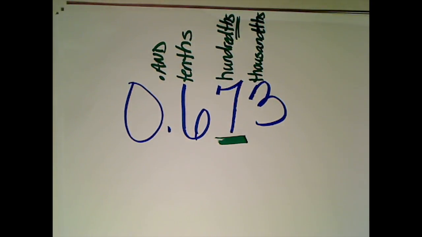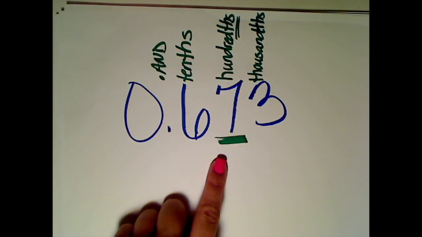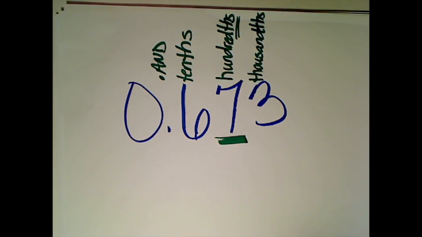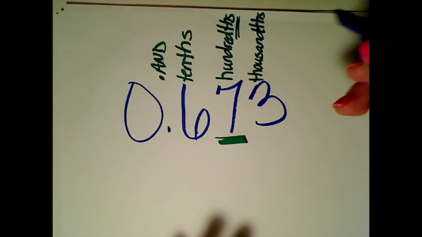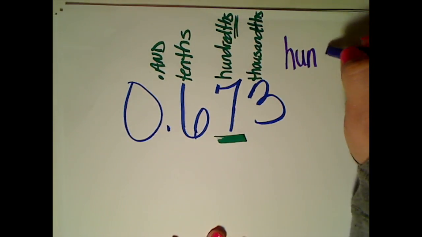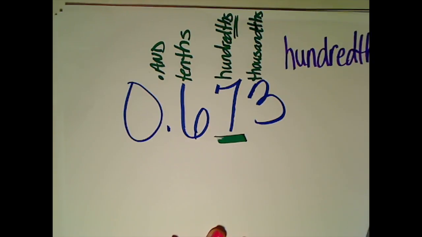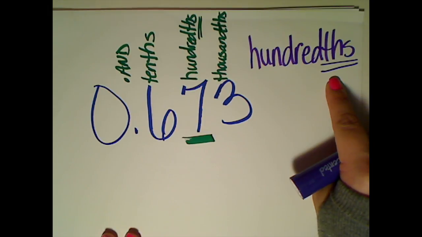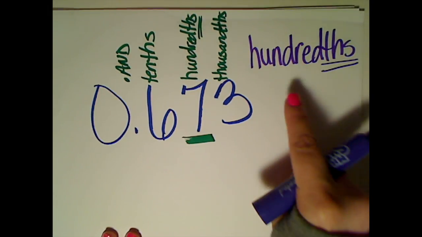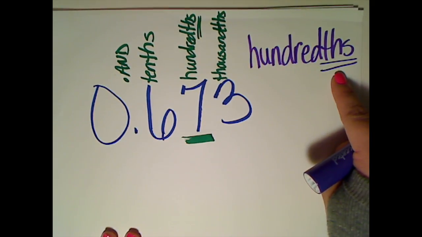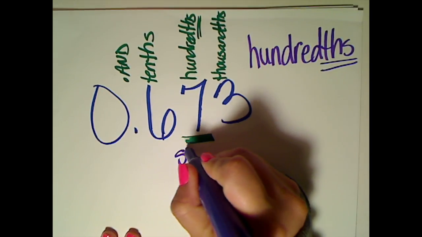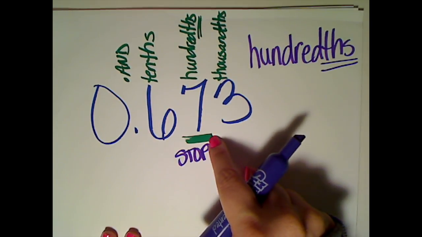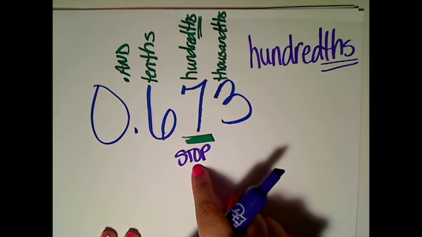What is our strategy? We underline the place value it's asking us to round to. In this case, it's asking us to round to the hundredths. I want you, when you see where it's asking you to round to, to not only underline it, but put the word stop under that place value. And I'll show you why in a moment.